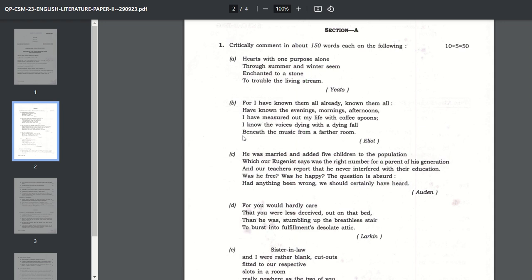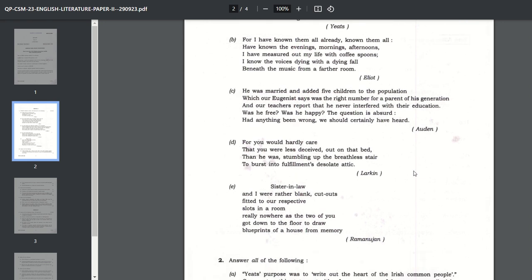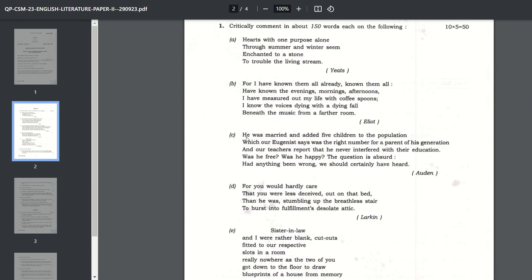You need to read the poems very carefully, so that you understand where these words and phrases have been taken from, and what they mean. The different poets are mentioned here, like Yeats, Eliot, Auden, Larkin and Ramanujan. So you need to go through all the poems in a very detailed manner. This question number 1 is compulsory, you have to attempt it.